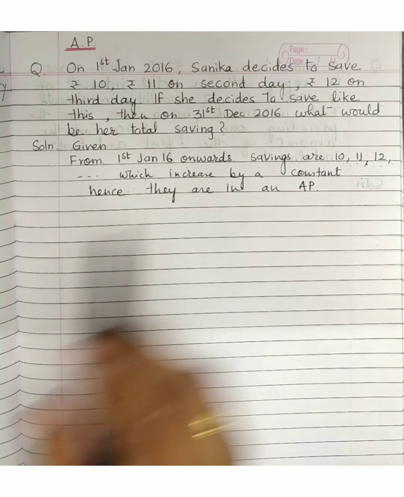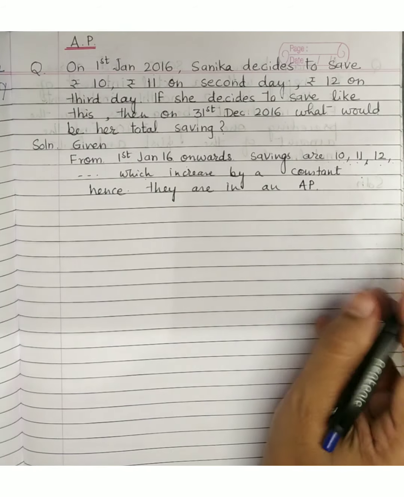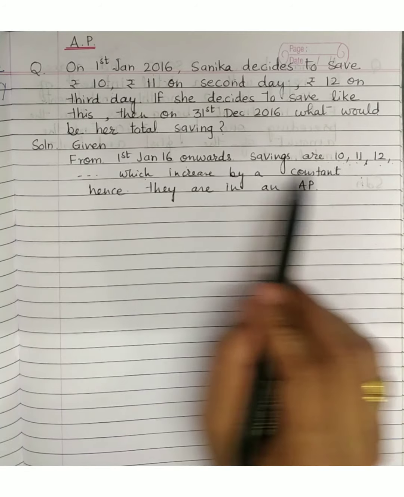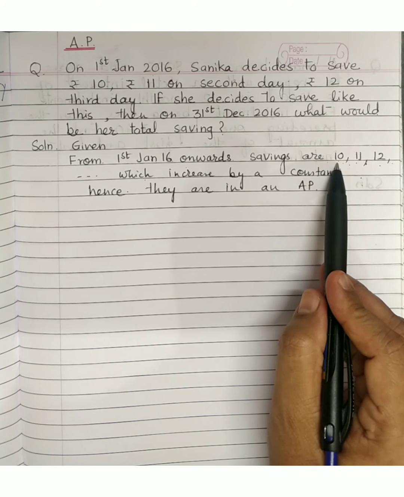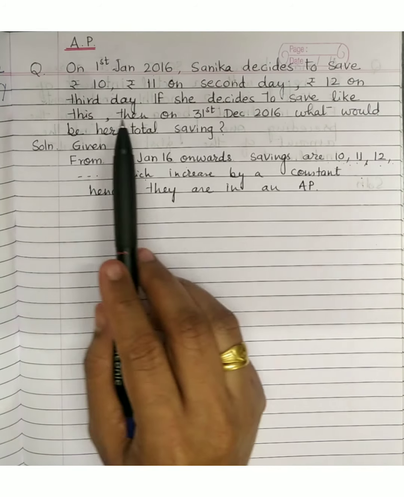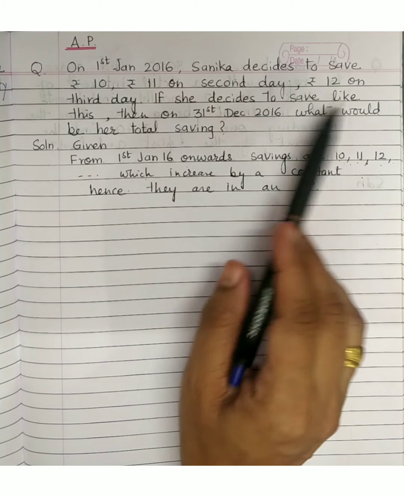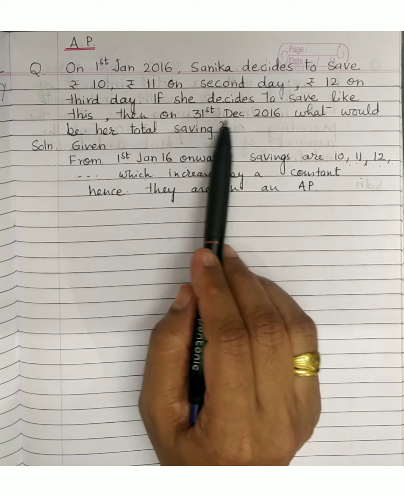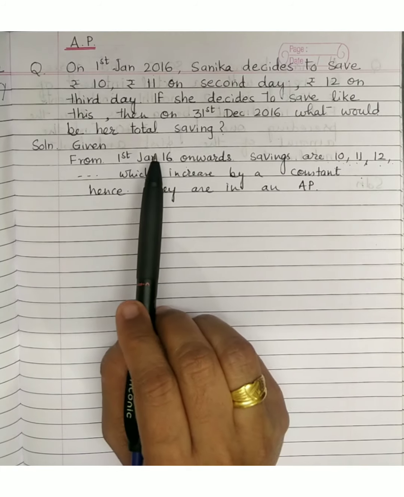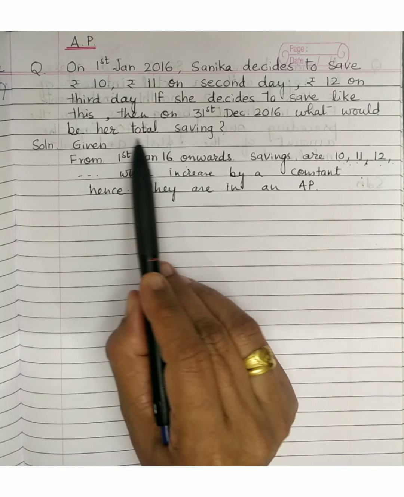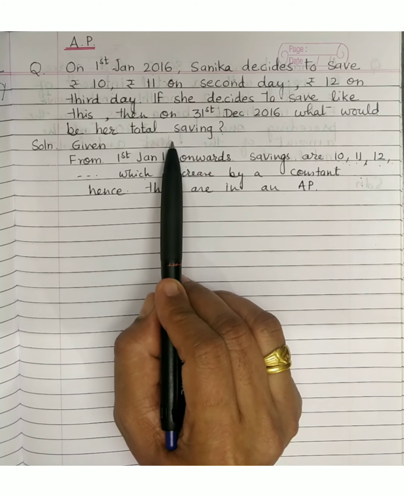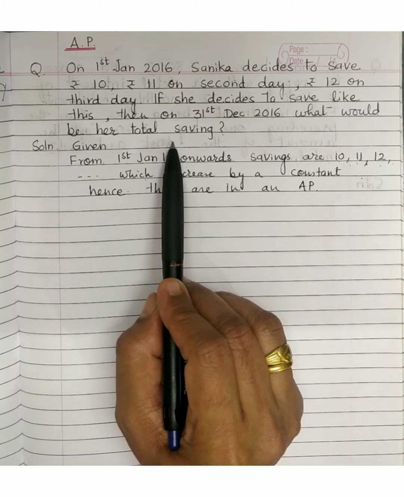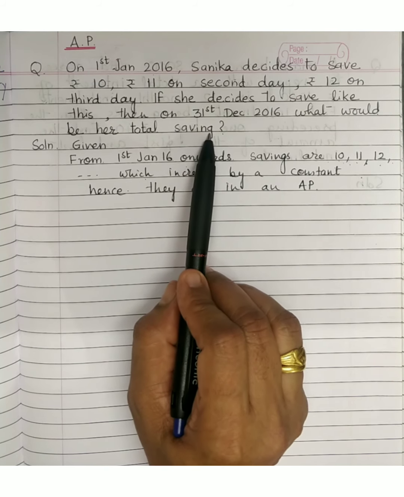Okay. So, what is this AP? 10, 11, 12, where the first term is 10, common difference is 1. Further, let's see what is asked. If she decides to save like this, then on 31st December 2016, what would be her total saving? So what we have to find for this given AP? We have to find the sum of all terms.